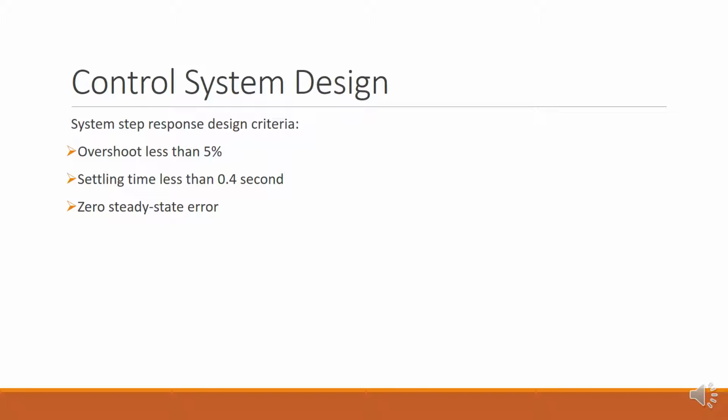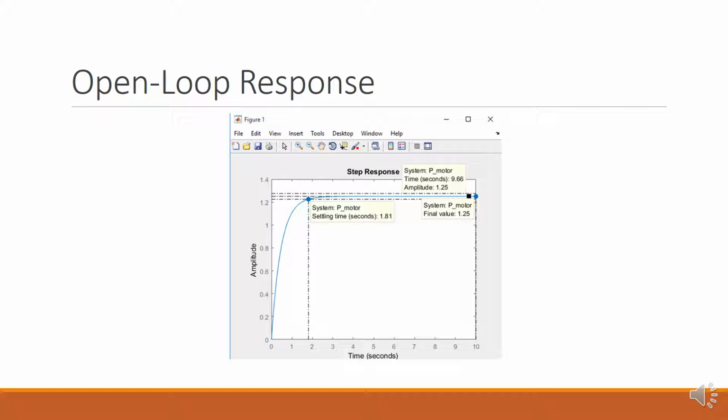For this control system design, we would like to meet an overshoot of less than 5%, settling time less than 0.4 seconds, and zero steady state error. This figure shows the step response for the transfer function. On the figure, you can see the settling time was 1.81 seconds, which is a little too high. We want it to be less than 0.4 seconds. And also on the graph, you can see that it developed some steady state error.